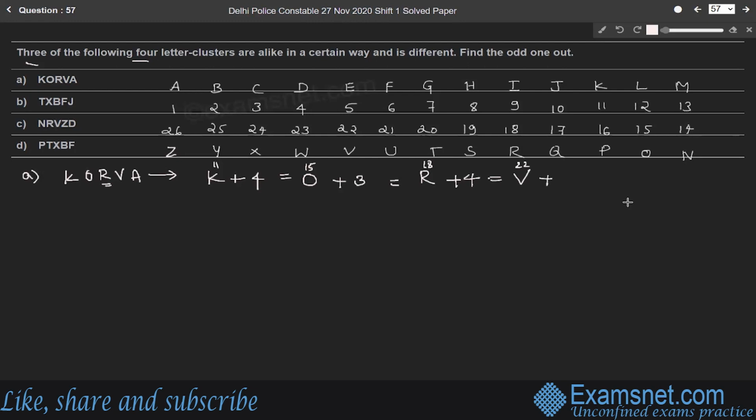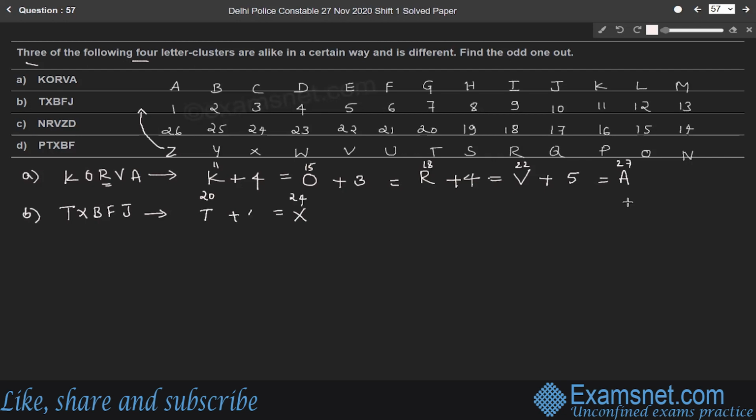Next letter is A. So 22 plus some number is A. The positional value of A is 1, which is next to Z. So we can consider Z plus 1, that is 26 plus 1 is 27. So 22 plus 5 is equal to 27. So consider the next case, option B, T, X, B, F, J. So here T plus some number is equal to X. T is 20, X is 24.